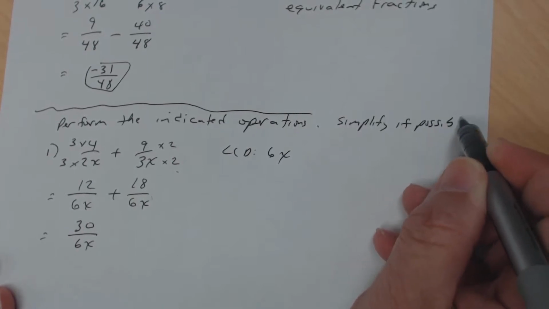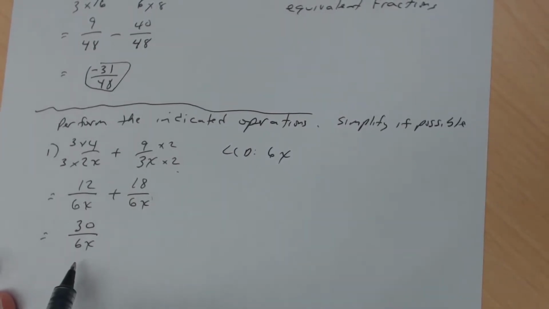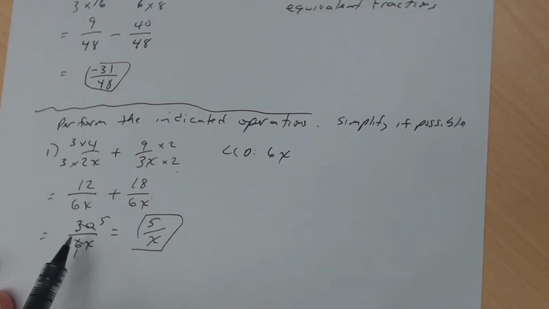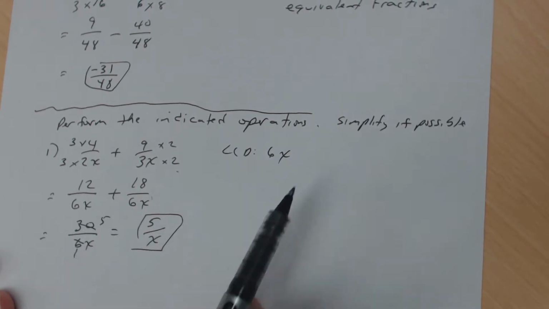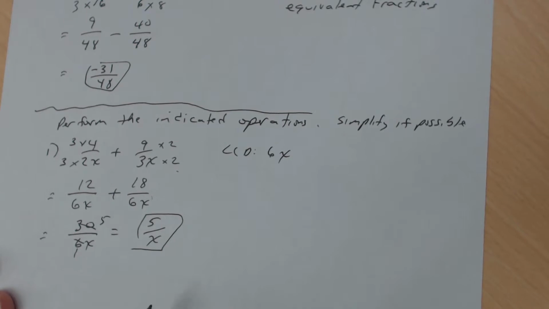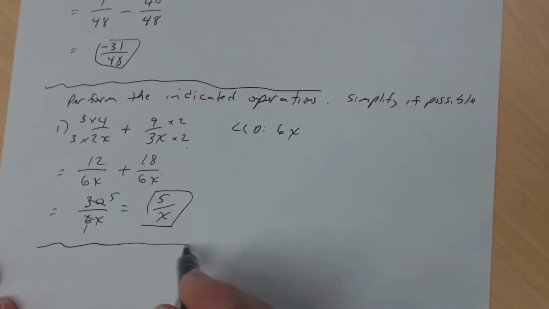All right, so simplify if possible. So if you look at 30 divided by 6x, 30 and 6, they have 6 in common, so I can reduce. 6 and a 6 is 1, 6 and a 30 is 5, so I get 5 divided by x. So that will be the answer. The answer is not 30 divided by 6x because you can simplify. So the answer is 5 divided by x. All right, so that was number 1.